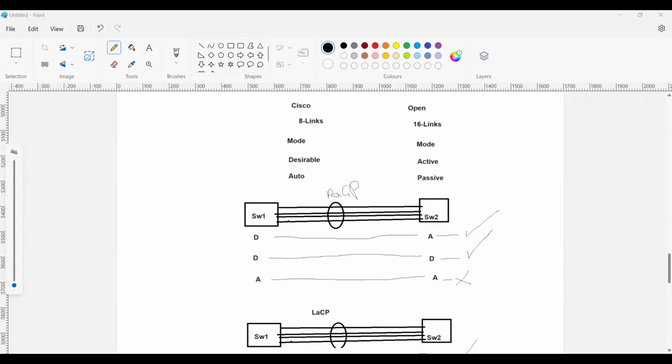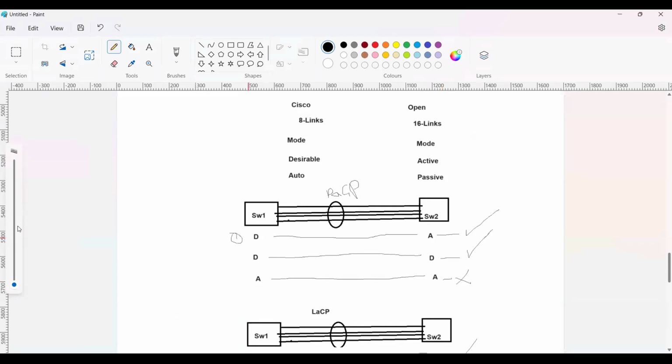I think there may be one more possible case, from auto to the other side being desirable. She is asking about the first case, from desirable to auto, right? If auto to desirable, no issue. At that time also the EtherChannel will be formed. This is the auto mode and this is the desirable state. Same thing, it will be formed.